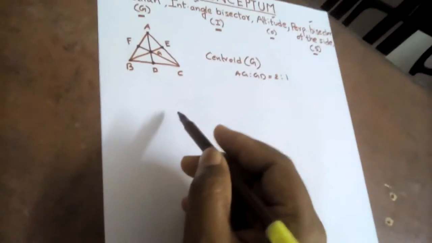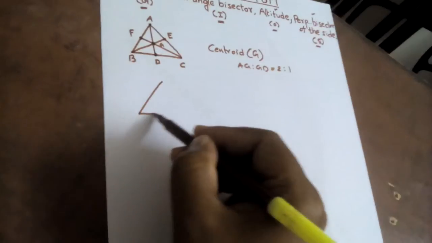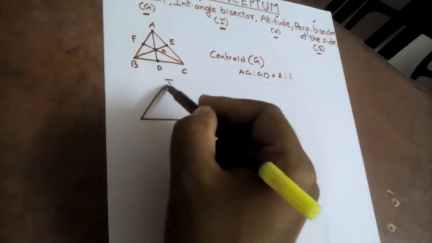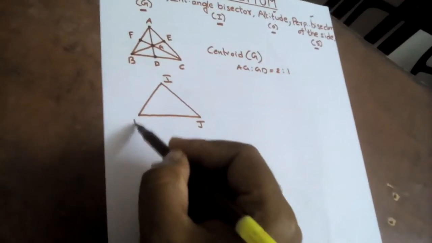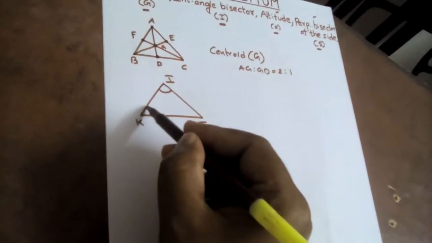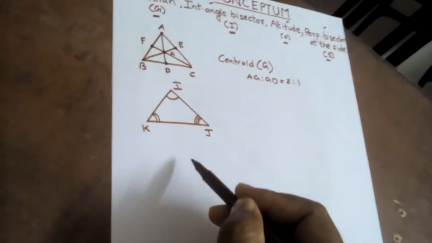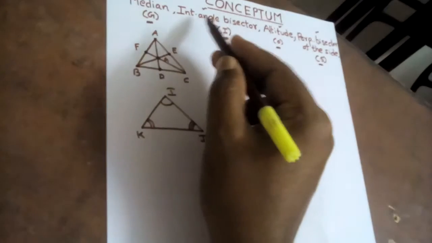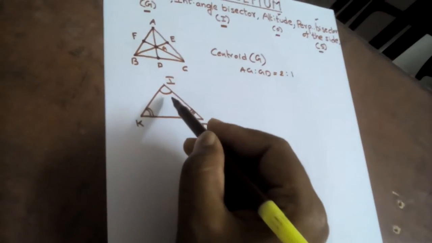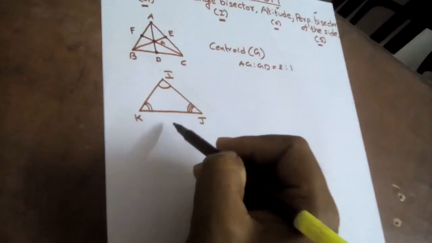Now come to internal angle bisector. Now take a triangle. Let us say this is IJK. Now here take the angles. Here one more angle, and here another angle. Now what we have to draw is the internal angle bisectors. How to draw internal angle bisector? We can measure this angle, and with the help of protractor we can intersect and draw.